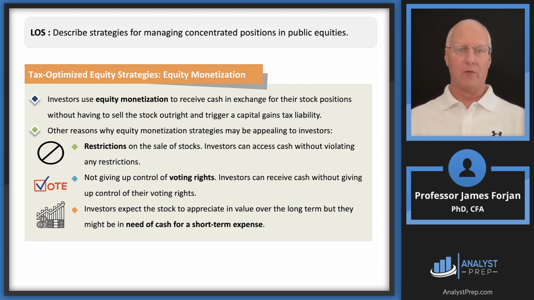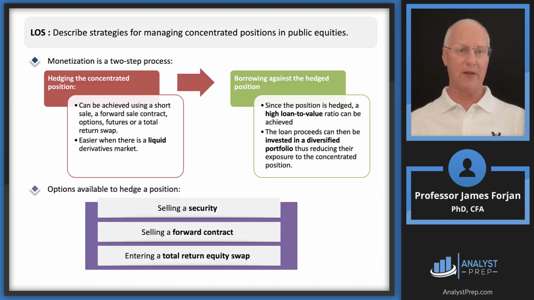Here's what I was talking about with equity monetization just a few minutes ago, restrictions on the sale of assets. So I mentioned those. What we don't want to do is give up the voting rights. We might need to worry about some kind of cash for short-term expenses. And so this is what we're going to do with it. Look at the bottom here.